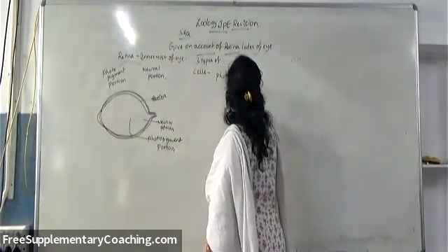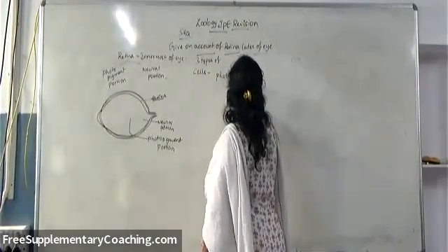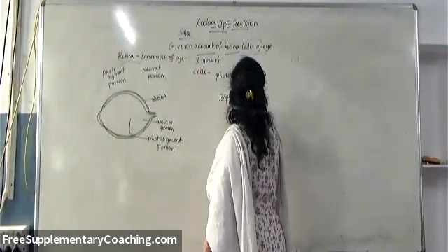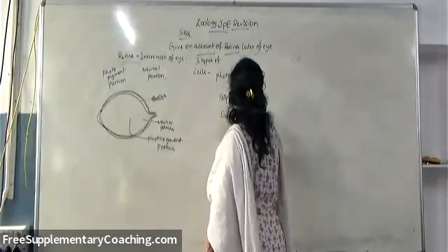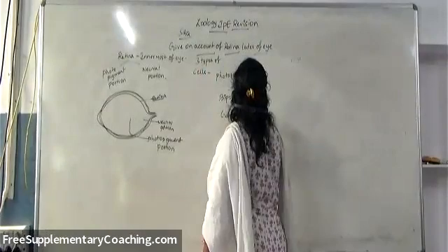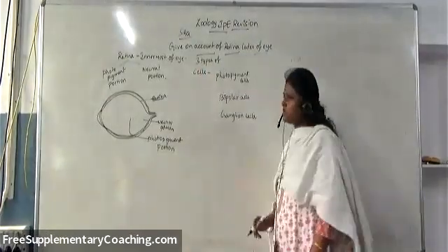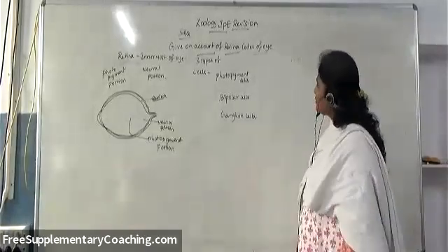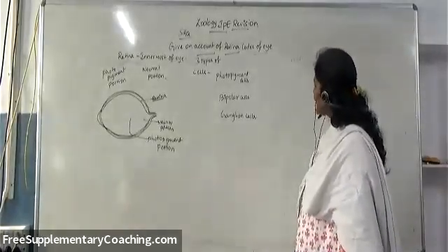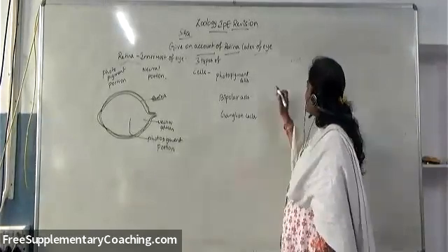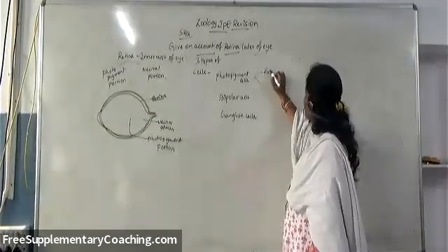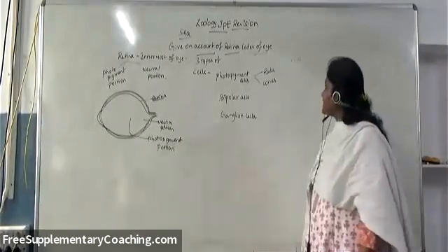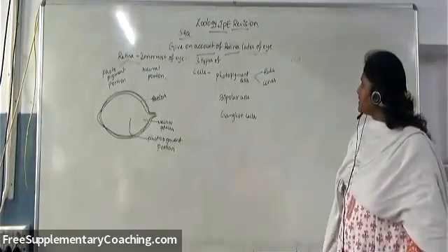Photopigment cells, then bipolar cells, and then ganglion cells. So like this, totally three different types of cells are present: photopigment cells, bipolar cells, and ganglion cells. The photopigment cells are of two types, rods and cones.